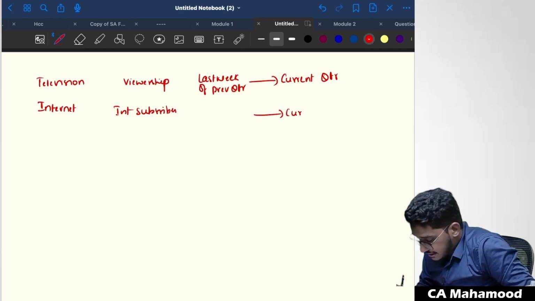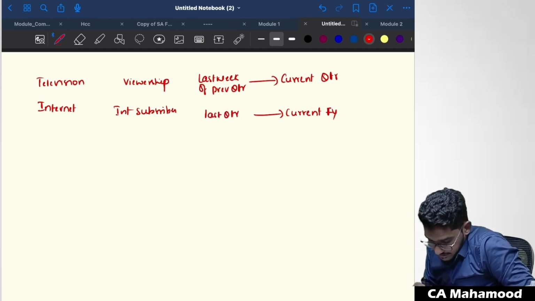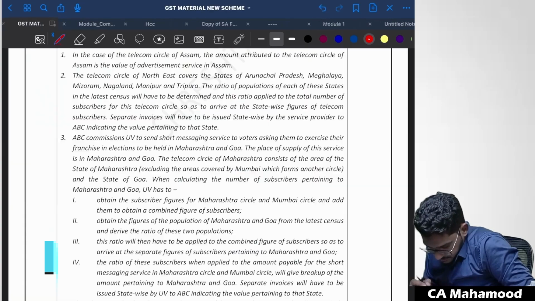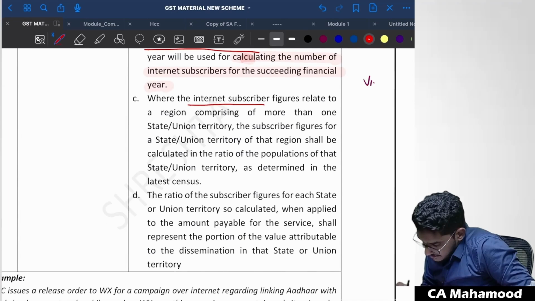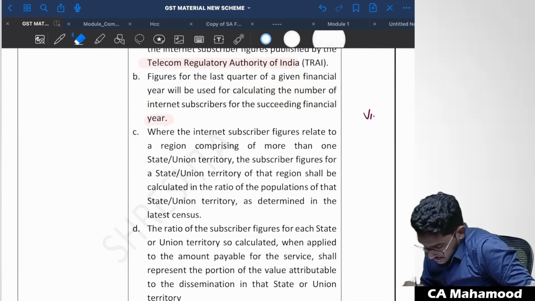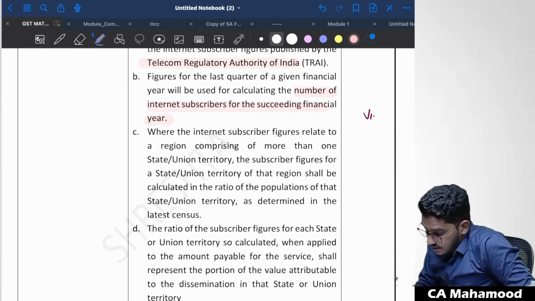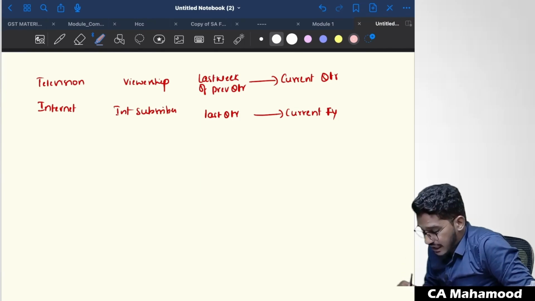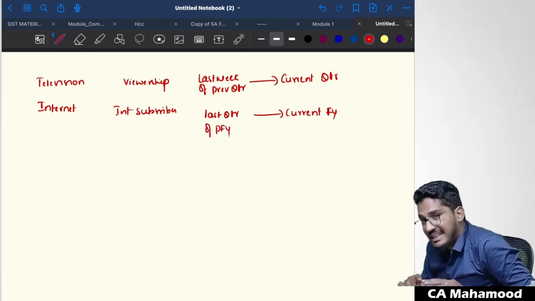Here they say that for the current financial year, you have to use last quarter's data. I think the same thing they say here. This one. So if we go to internet, we have to use internet subscribers here. Subscribers for last quarter of a given financial year will be used for calculating the number of internet subscribers for the succeeding financial year. So here what they are telling is, for the current financial year, I have to use last quarter of the preceding financial year. Last quarter of previous financial year, I have to use for the entire financial year.